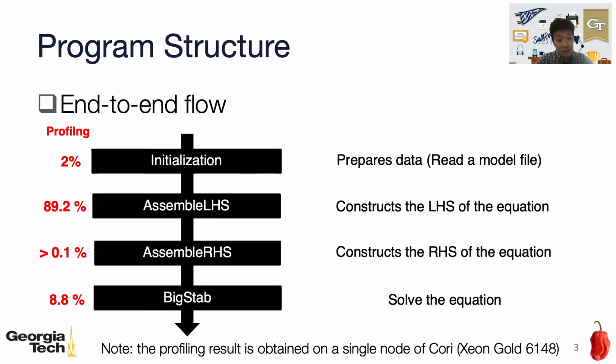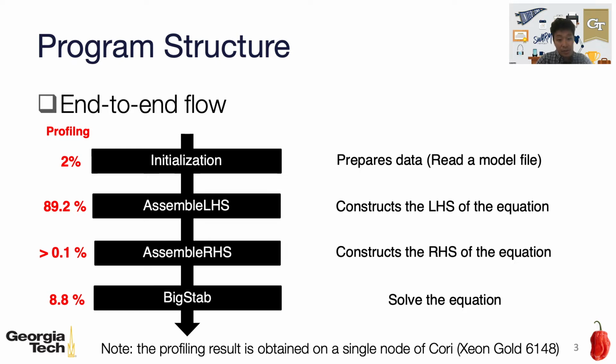What you see here is a rough end-to-end flow of CHAMPS. At a very high level, it constructs an equation based on the model file, and it solves the equation. As you can see, there are 4 steps, and I will explain each step one by one. The first step is the initialization step, where it prepares the data based on the model file. Then the next step is the assembleLHS part, where the left-hand side of the equation is constructed. Similarly, the right-hand side of the equation is also constructed in the third step, which is assembleRHS. And finally, the equation is solved in the BiCGStab part.